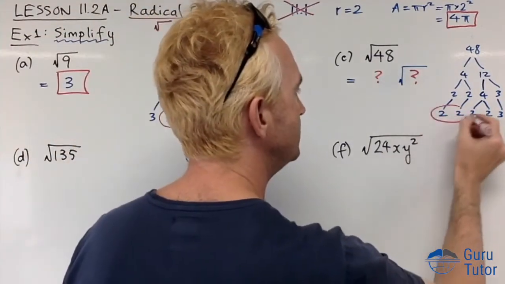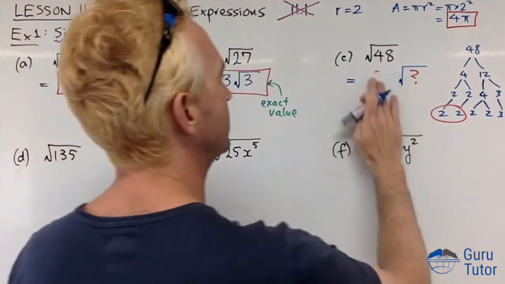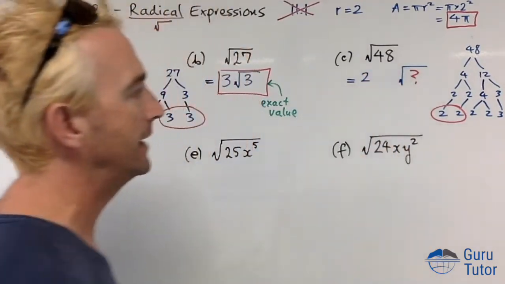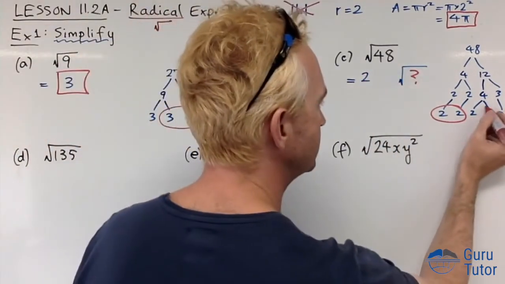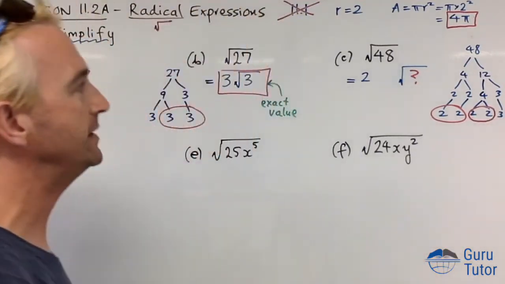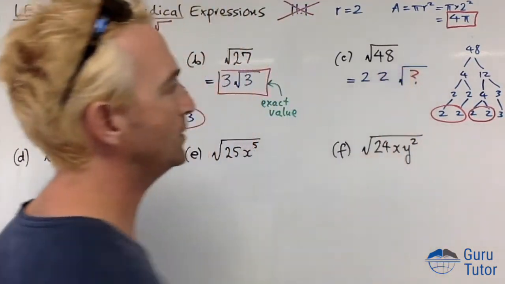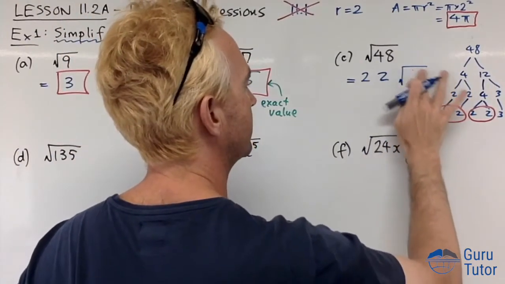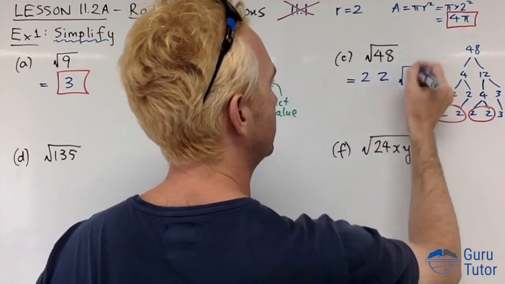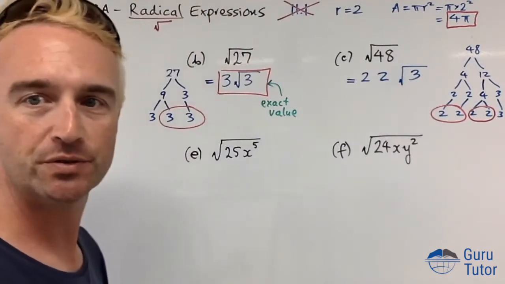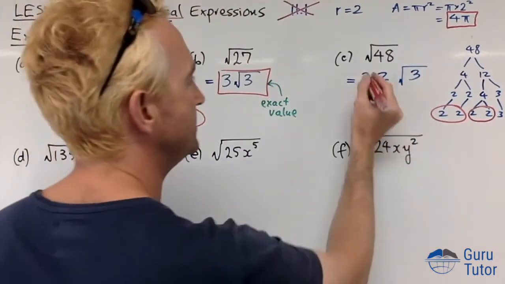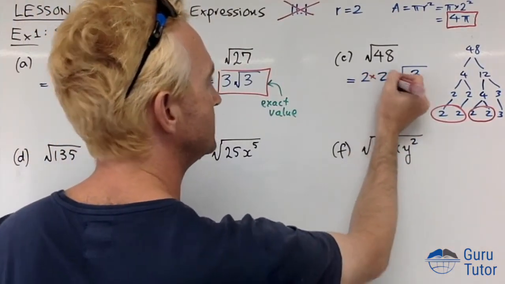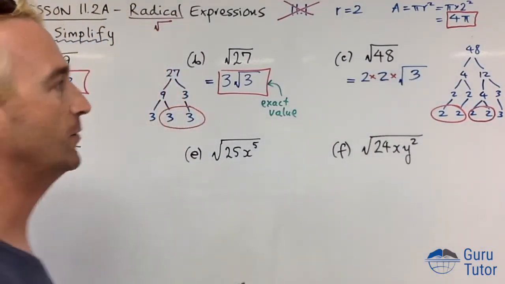I've got a pair of 2s, so I write a 2 at the front. Any more pairs? Yes, another pair of 2s, so another 2 comes at the front. What's left over? There's a 3 left over, so the 3 is inside. There's the answer: 22 root 3. No, don't be silly. That is 2 times 2 times root 3, which is 4 root 3.